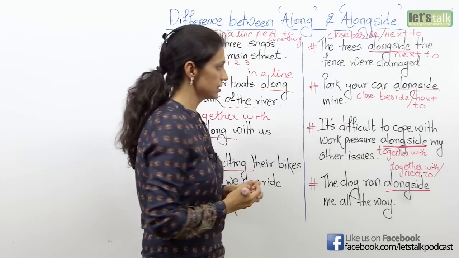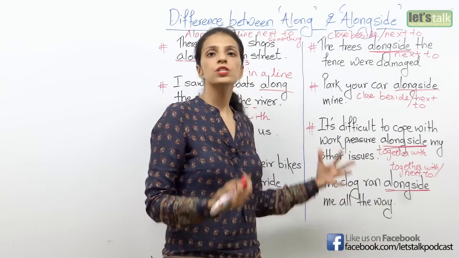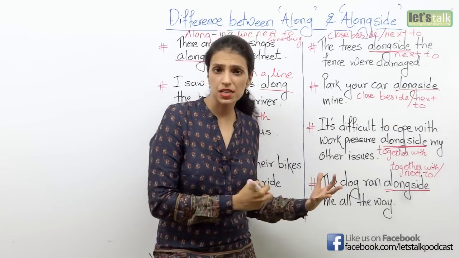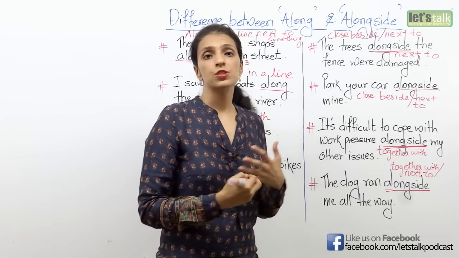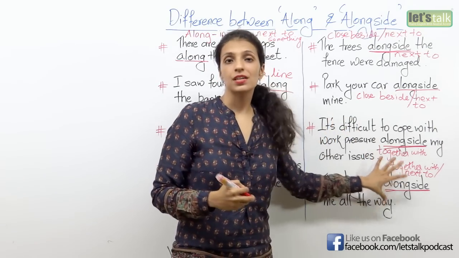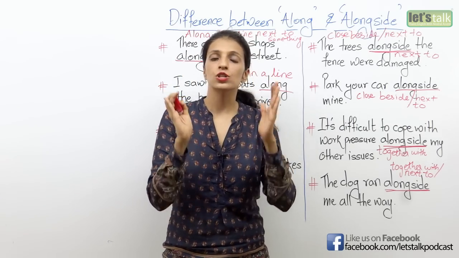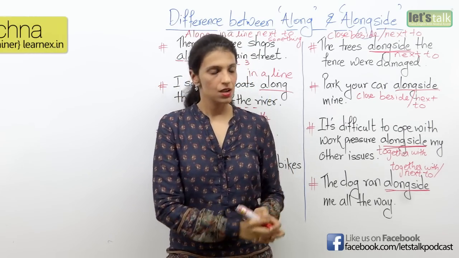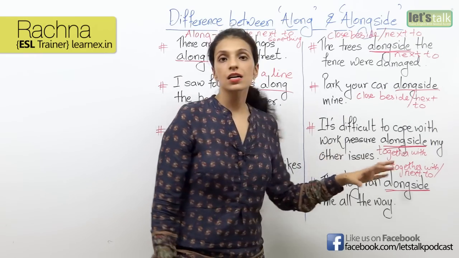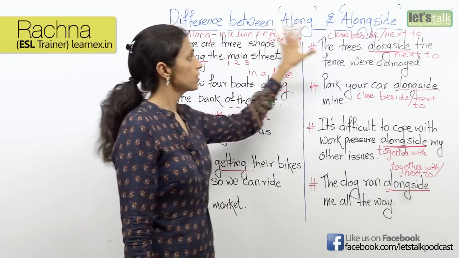Okay, friends, and this is how we use alongside. We use it when you want to say literally close beside, next to, or sometimes you want to say together with. Okay, so you don't say alongside with, you just use the word alongside because it means together with. Okay, friends, well, this is the small difference between along and alongside.